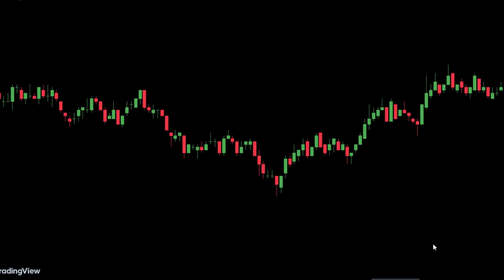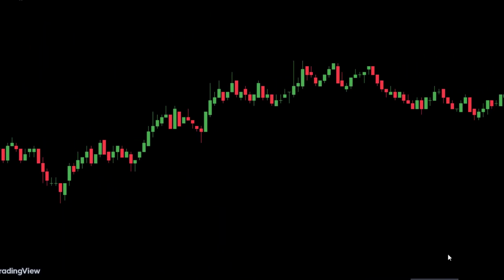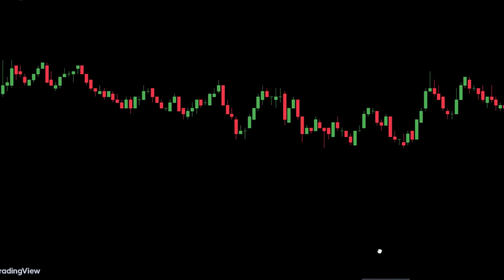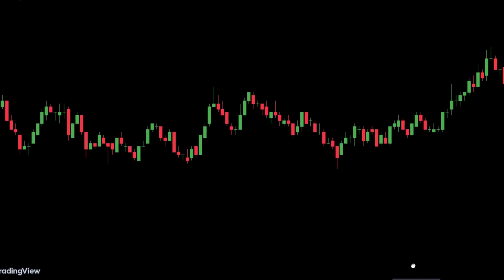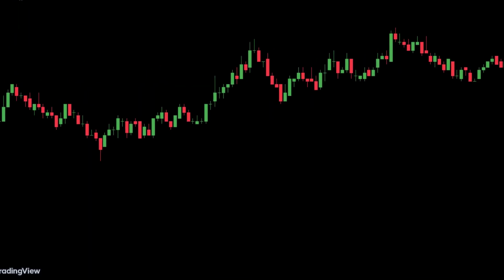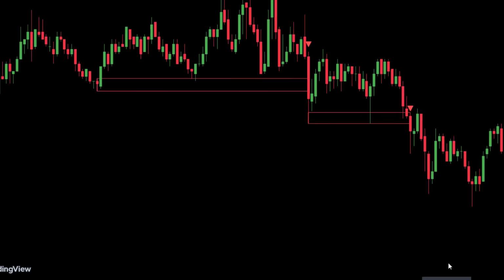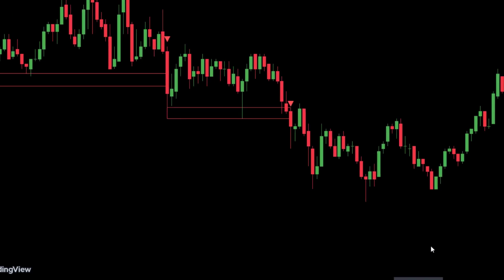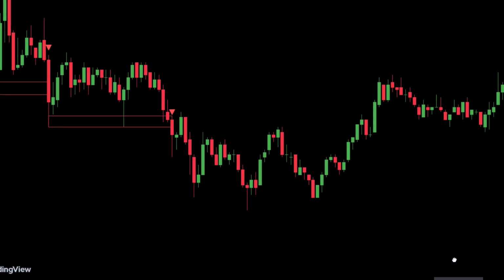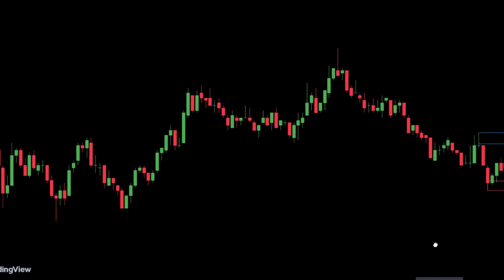The indicator uses pivot points to determine potential breakout levels and draws lines on the chart to indicate these levels. Pivot points are points on a chart where the market changes direction, either from an uptrend to a downtrend or from a downtrend to an uptrend. The Breakout Finder uses two types of pivot points, pivot highs and pivot lows.